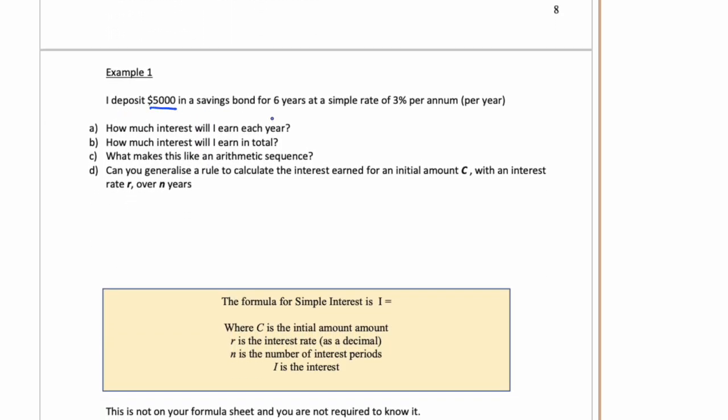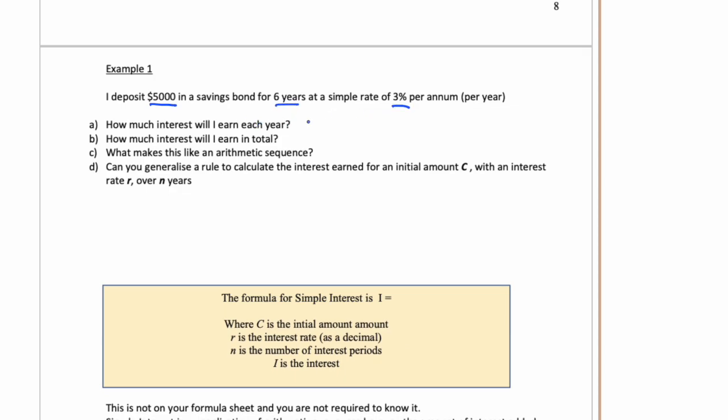Deposit 5,000 in a savings bond for 6 years at a rate of 3%. How much interest is earned each year? That's just 3% of 5,000, which is $150. Each year, that amount doesn't go up based on the principal. How much interest earned in total? Well, that's simply 6 times 150, which is $900. And what makes this arithmetic is there's a constant increase of 150.